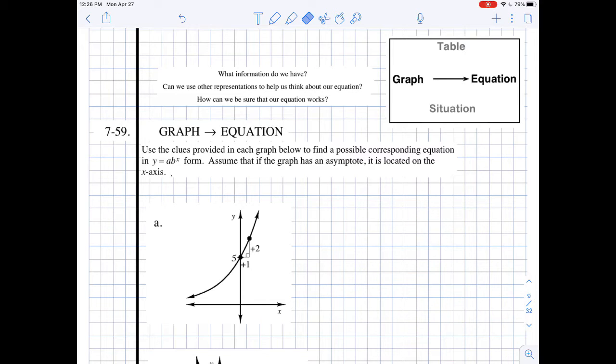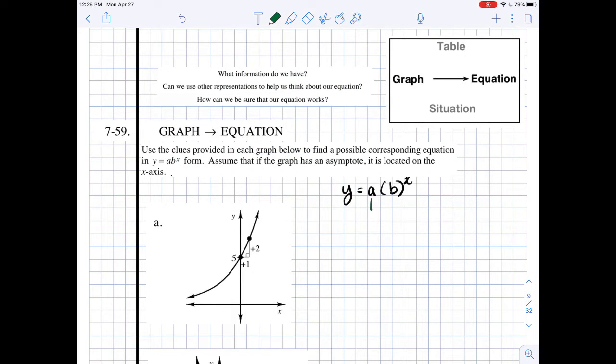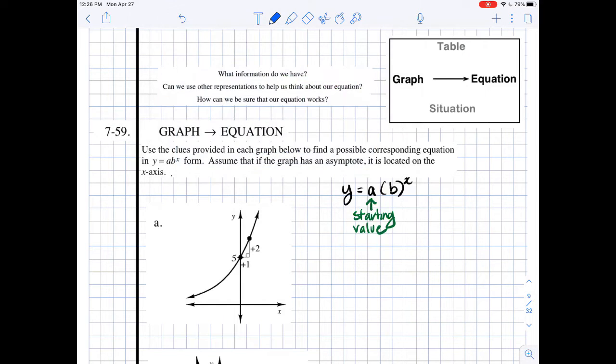So for this problem, we are given a graph and we have to write the equation. It's going to be an exponential equation. So we are given the equation y equals a times b to the power of x, where a is your starting value and b is going to be your multiplier.